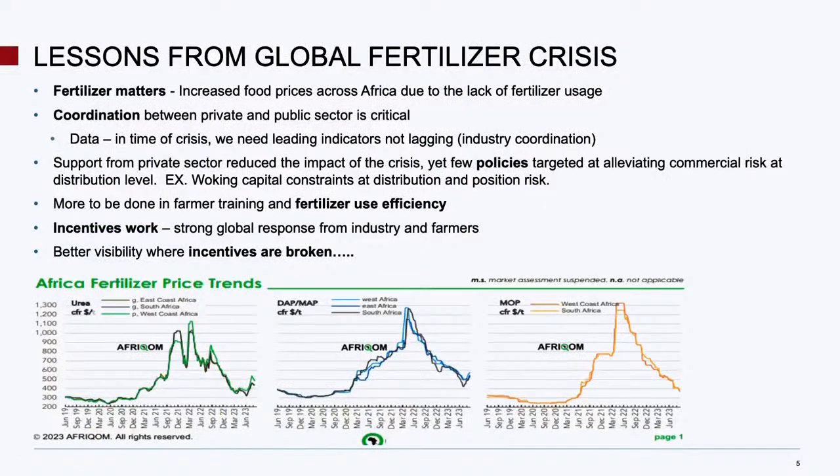Now, in saying that, we just came through a global fertilizer crisis, and we got asked to think about a few of the high-level lessons we've learned. I think the first one overall is obviously fertilizer matters. The shocks we've seen in fertilizer prices did reduce usage. It came down in terms of the amount farmers used this past season, and that's resulted in record increases in food prices. So ultimately, this matters. We need to make sure that we're paying attention to fertilizer.